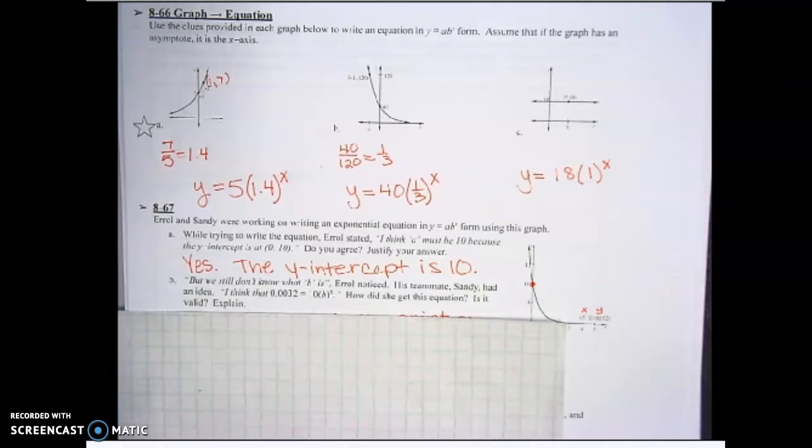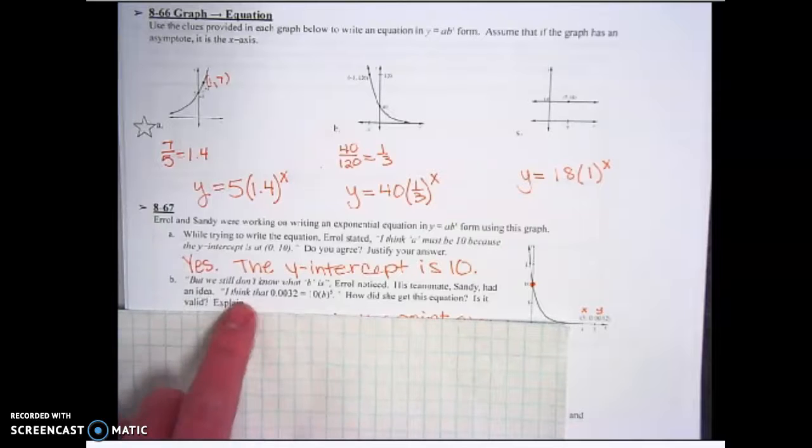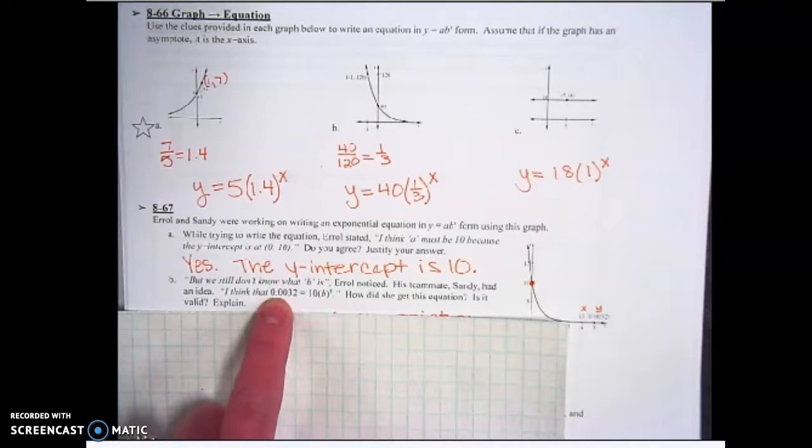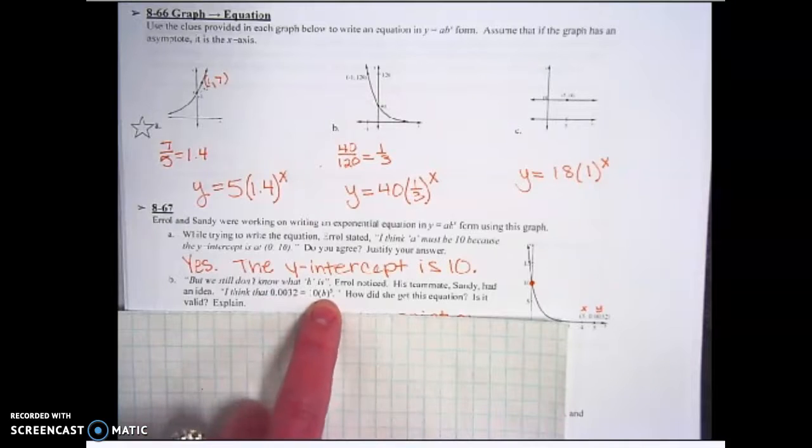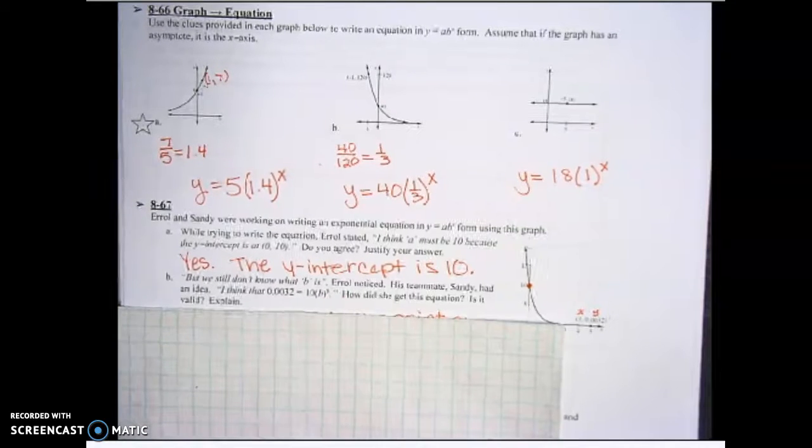Part B says, but we still don't know what B is, Errol noticed. His teammate Sandy has an idea. I think that 0.0032 equals 10 to the power times B to the 5th power. How did she get this equation?